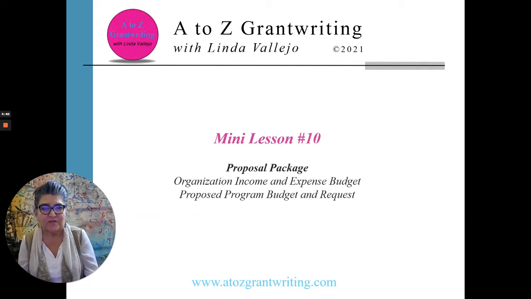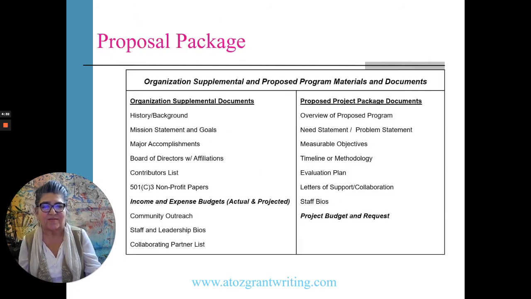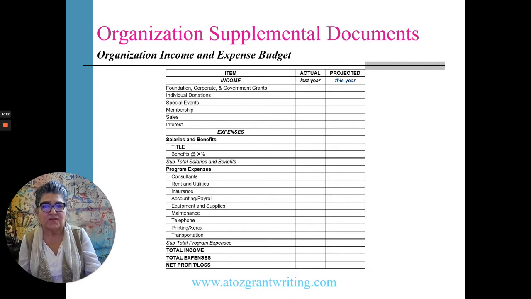We're going to go through elements of the proposal package, the organization income and expense budget, and the proposed program budget and request. Lots to cover, so let's get started. The proposal package includes supplemental documents and materials required by the funder in a complete proposal package. You can see that there's many, but today we're going to go through two of the elements that you see in bold italics. Let's start with the organization income and expense budget.